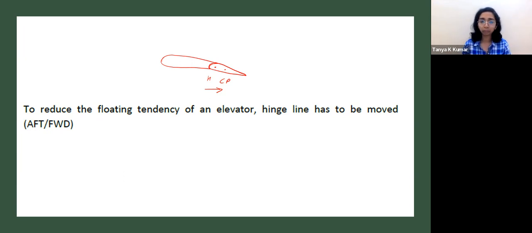Correct? Why? Because the moment produced by this lift is reduced. The effect of that lift on the hinge line is reduced as you move your hinge closer to your CP. And if your hinge is at CP, there is absolutely no moment produced and the elevator will float at 0 degrees. Okay, so it is aft. Moving the hinge line aft reduces the floating tendency of the elevator.